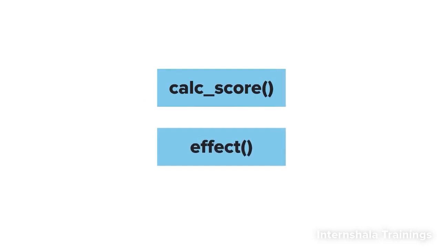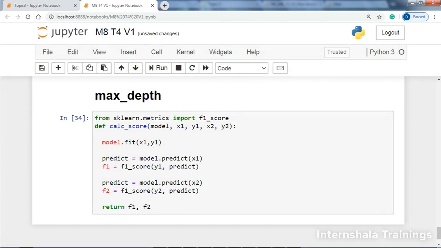For the sake of simplicity, we are defining two functions, calscore and effect, so that we will not have to manually change the parameters of the decision tree to observe the effect. We begin by defining the calscore. This function takes 5 parameters: model, which is obviously the decision tree classifier, x1 and y1, which represent the training set, and x2 and y2, which represent the test set.